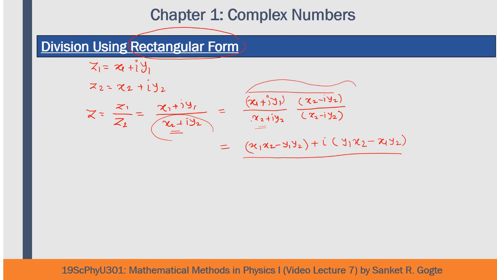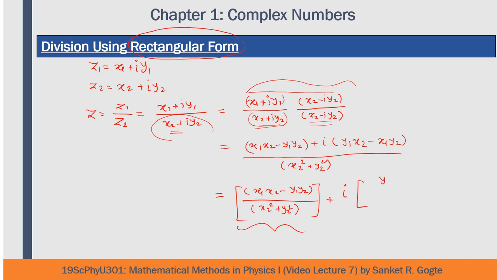In the denominator, we have the multiplication of a complex number and its complex conjugate. So we expect that this is equal to mod z whole square, which is nothing but x2 square plus y2 square. And the division now is clear. x1 x2 minus y1 y2 divided by x2 square plus y2 square. This now is the real part of the division, and the imaginary part is y1 x2 minus x1 y2 divided by x2 square plus y2 square. So this is how you can divide two complex numbers in rectangular form. You have to multiply and divide by the complex conjugate of the denominator to obtain the division, and you can get the real and the imaginary part.